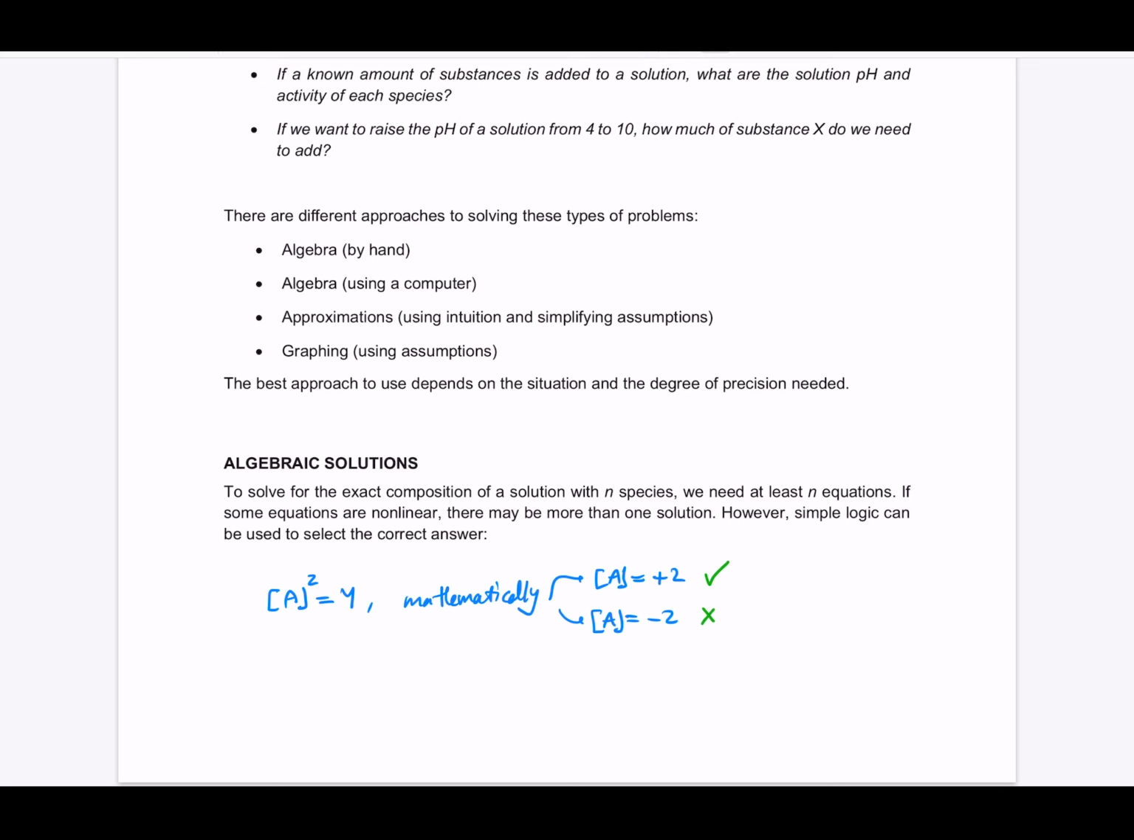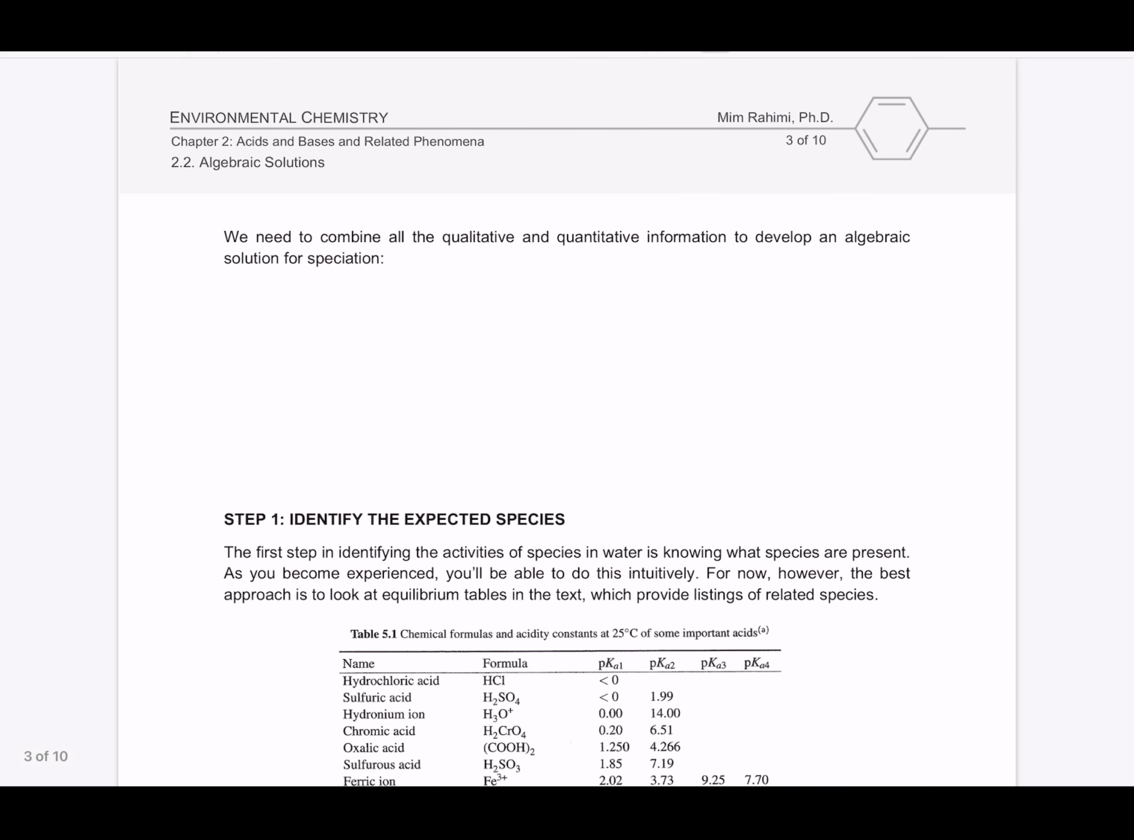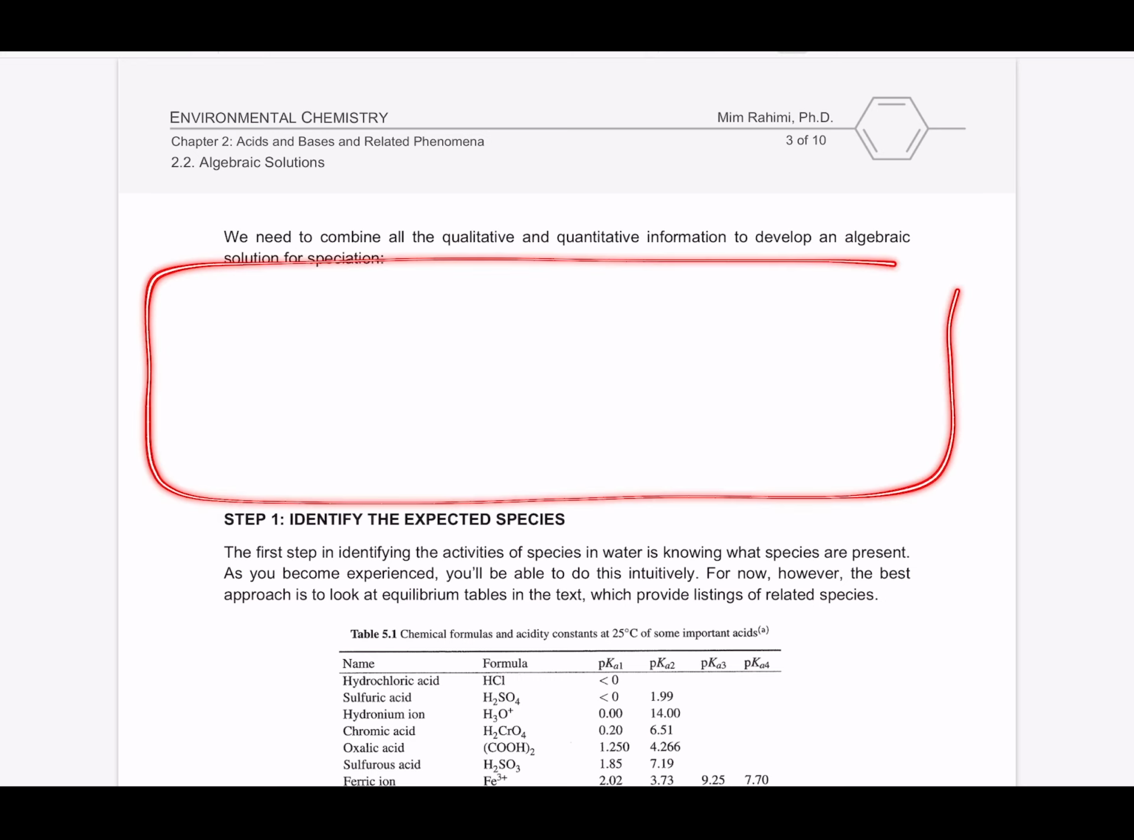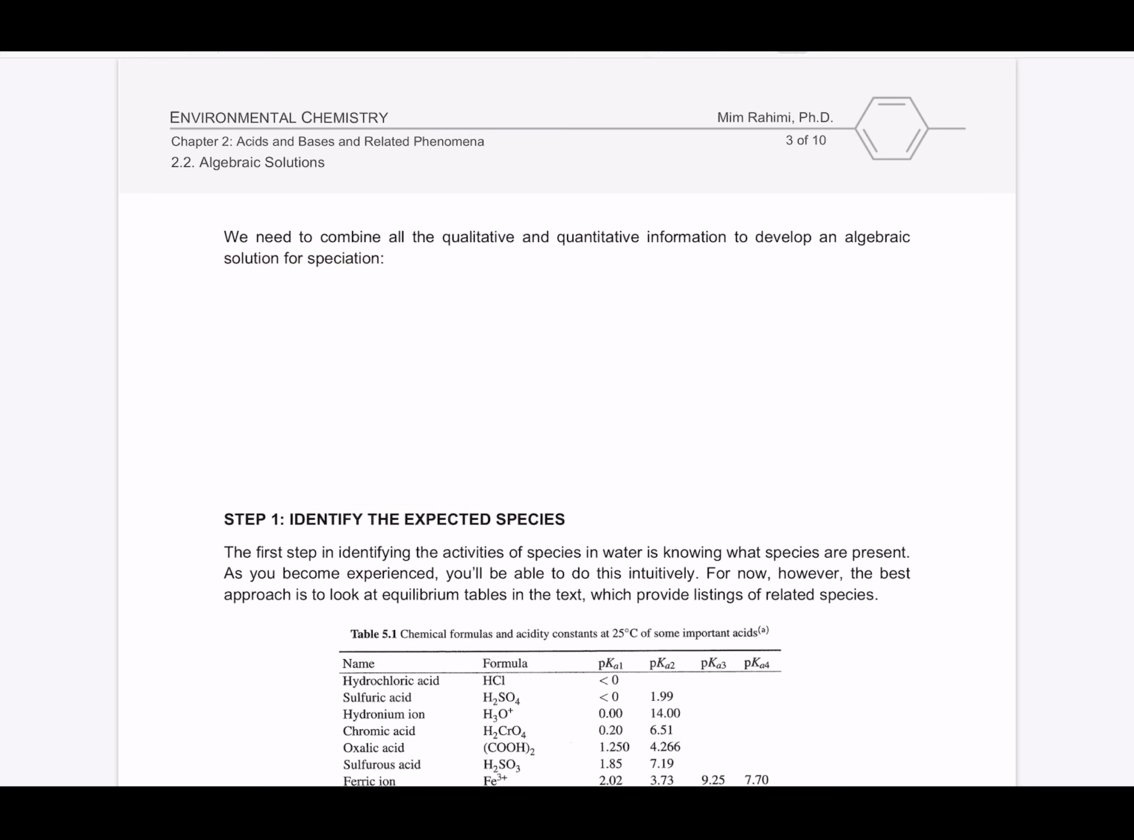So n equations for n species. That would be basically what we need. And to do that, we need to combine all the information we've learned so far in chapter 1 and also in the first lecture of the second chapter. So this part would probably be the most important part of this course. A very simple, but logical pathway to solve for speciation. For any system that you're given, it doesn't matter whether it is acid-base, or involves any metal, or redox, the first step is to identify all the species. So it's called n species.